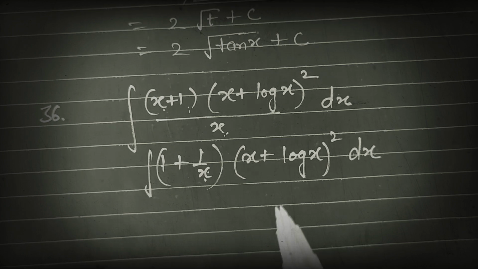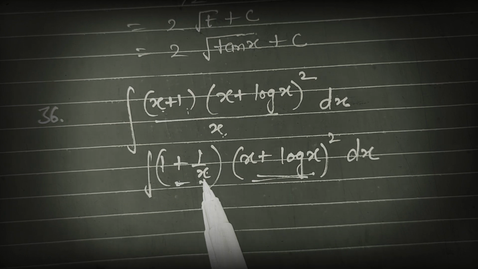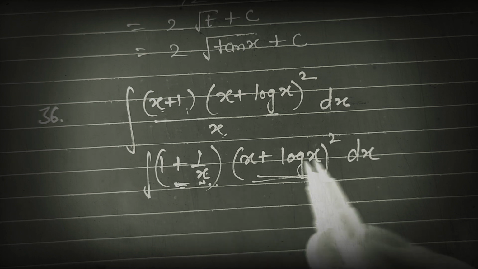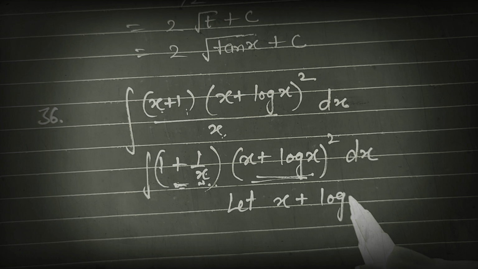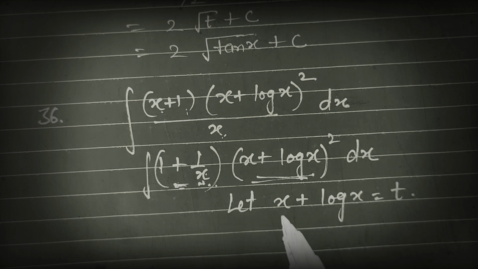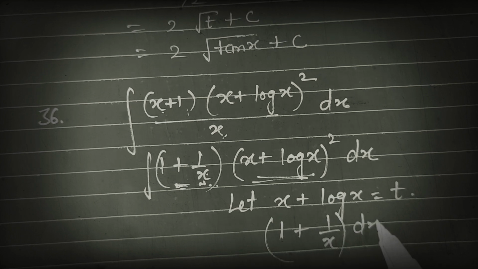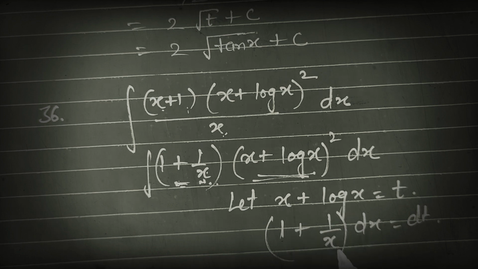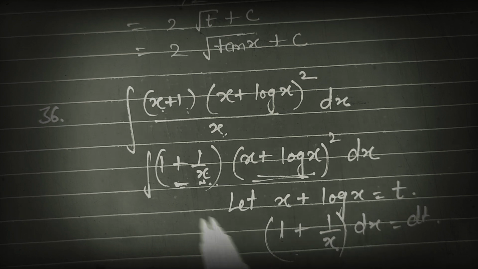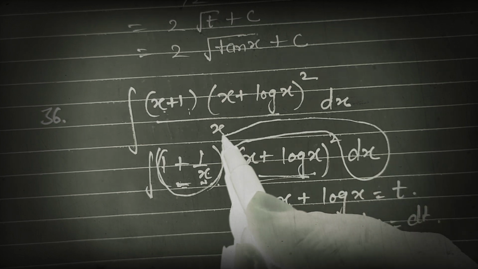Now observe this. If we take x plus log x as t, then this part will be dt. So let x plus log x be t. Then what is the derivative of x? It is 1. The derivative of log x is 1 upon x. So dt upon dx is equal to 1 plus 1 upon x. So this part is dt.